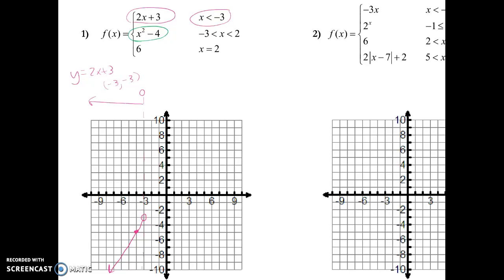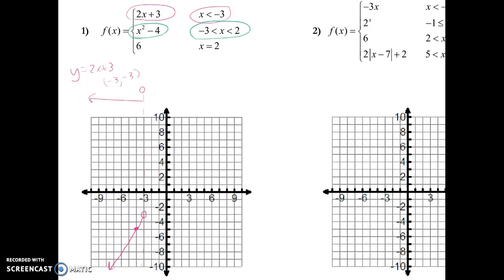For the parabola, I have x squared minus 4. Since both of these endpoints, the -3 and the 2, both are just less than symbols, they're going to be open circles. So I plug in -3, 9 minus 4 gives me 5, and I'm going to have a point at -3, 5.